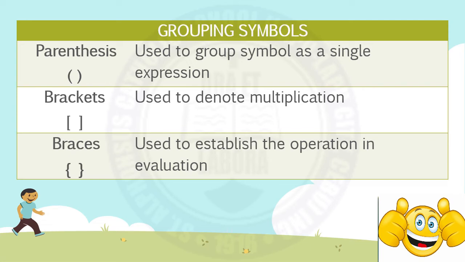Grouping symbols. Parentheses are used to group symbols as a single expression. You find this mostly in algebra, or with other symbols that you need to group. That's why parentheses are very useful. Brackets are used to denote multiplication. Braces are used to establish the operation in evaluation. Braces are commonly used to evaluate.